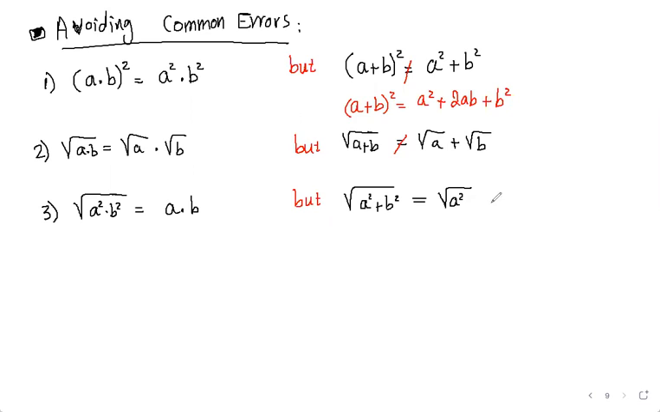The square root of A squared plus B squared is not equal to A plus B. This is wrong. Okay, so make sure you understand these three things. The last one: AB over A is equal to B. I can cancel A with A. But this is not true for addition. A plus B over A is not equal to B. Okay? It's not equal.